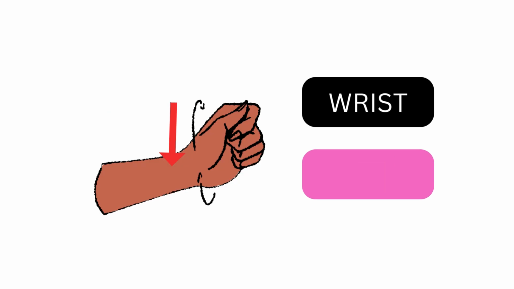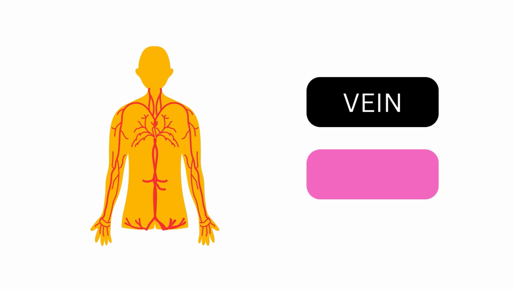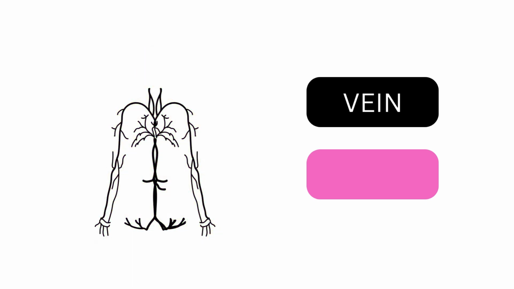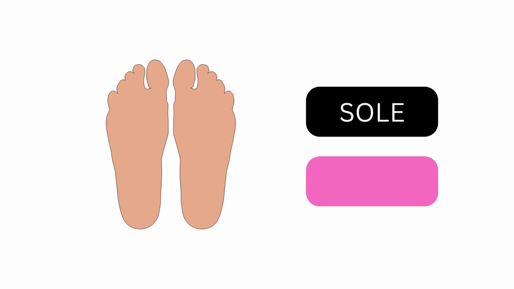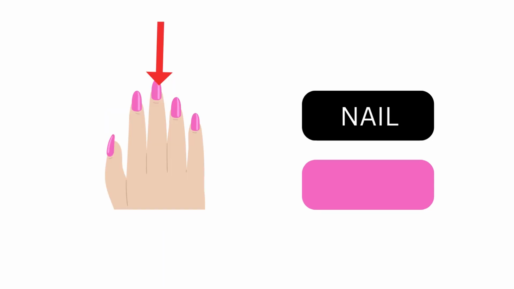Wrist in Hindi is कलाई. Vein in Hindi is नस. Uterus in Hindi is गर्भाशय. Sole in Hindi is तलवा. Nail in Hindi is नाखून. Hair in Hindi is बाल.